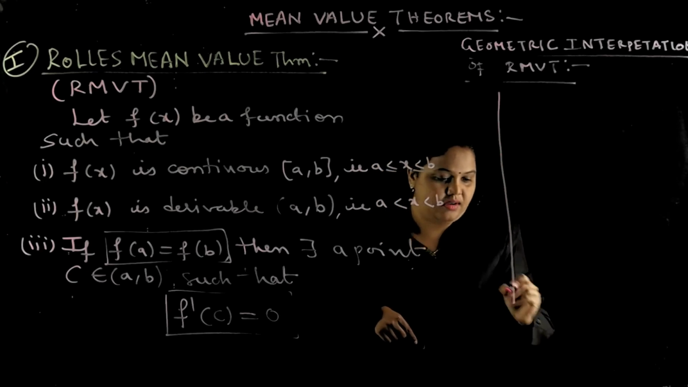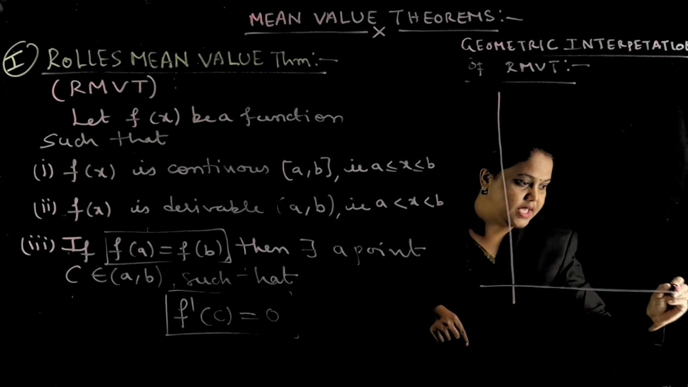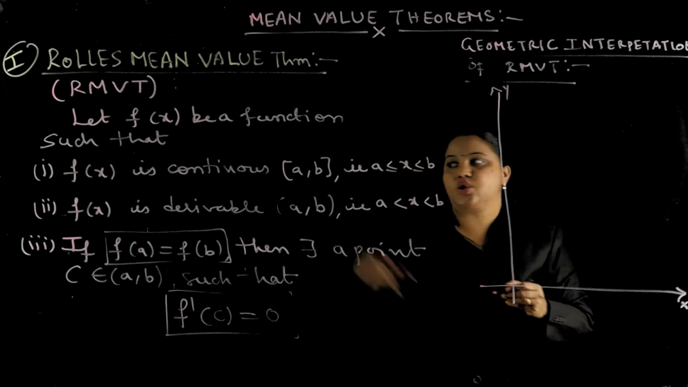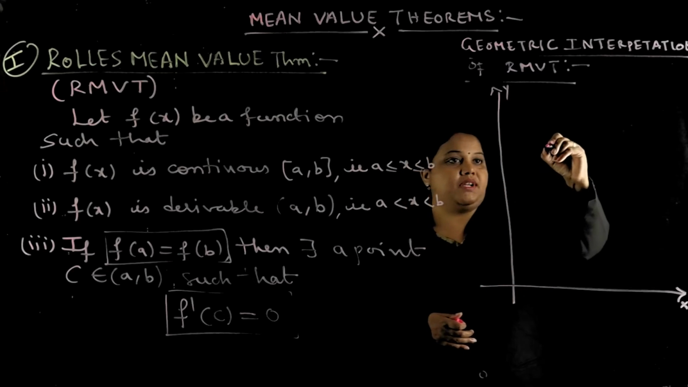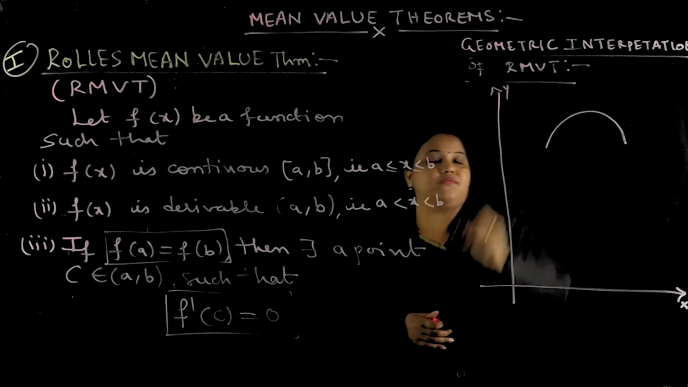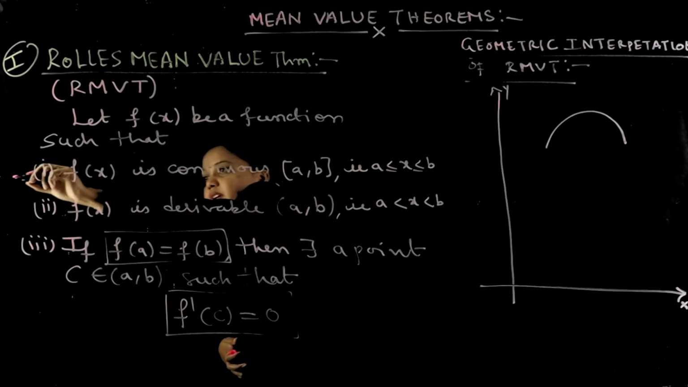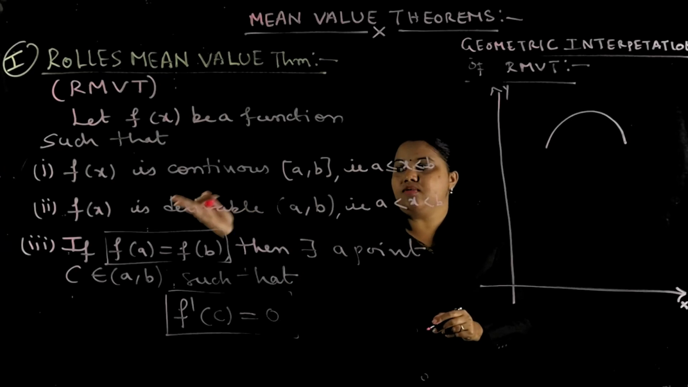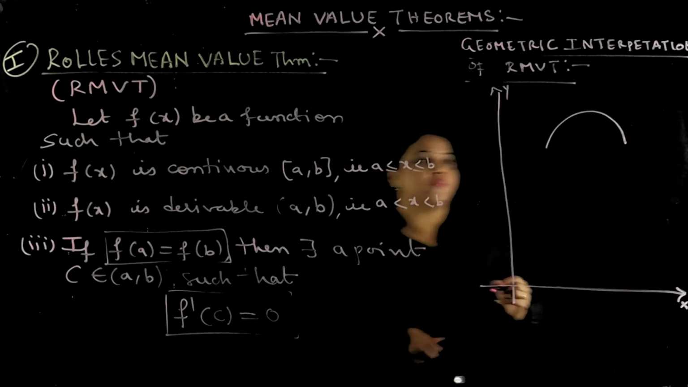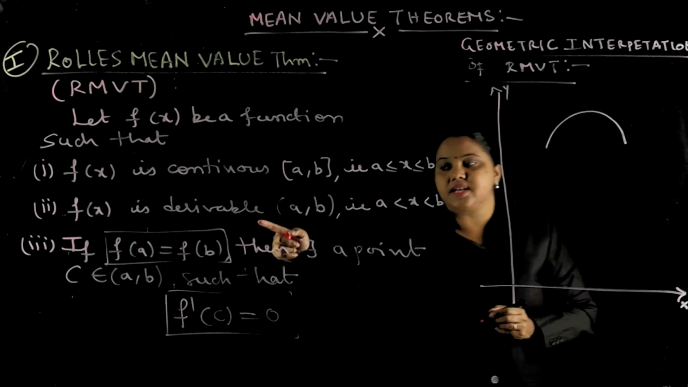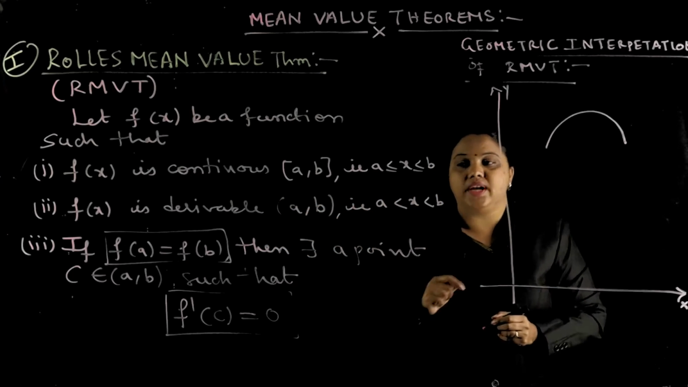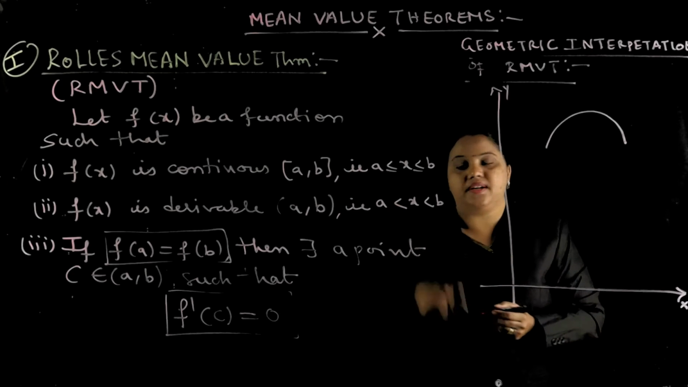So let me draw a figure which is having x-axis as well as y-axis. It should be a continuous curve. Let me take a curve which is of this form. So the first condition is satisfied. Let us go for the second condition. f of x is derivable. f of x is derivable means we should always understand that when f of x is derivable, there will be a unique tangent at each point of that interval.